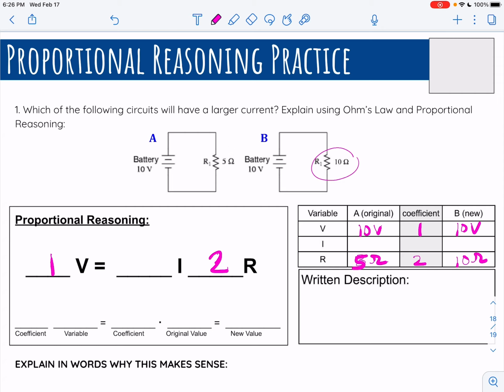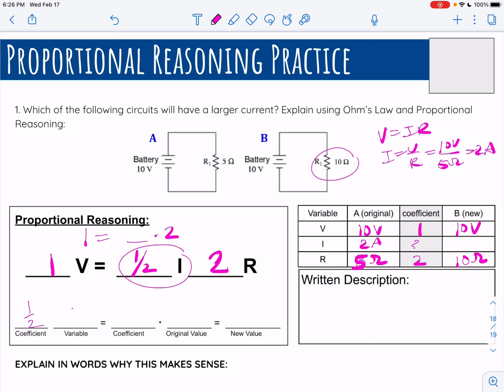So V equals IR, I know that the current here was going to be 2 amps. If I set that up, I equals V over R, 10 volts over 5 ohms, I know I'm going to get 2 amps, and I want to know what happens to the current. So 1 has to equal something times 2. I can see that that's going to have to be 1/2 because 1/2 times 2 equals 1. So that's what I was looking for. I'm going to have half the current, or half of my original current of 2 amps. 1/2 times 2 is 1 amp. So this is going to have been a half.